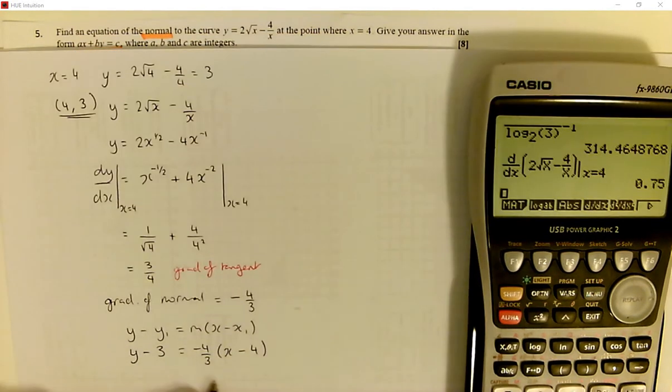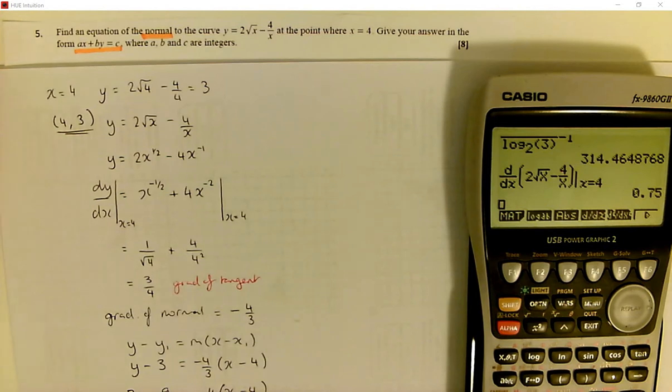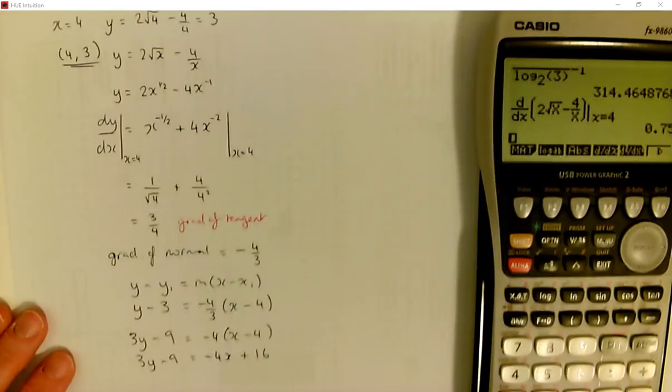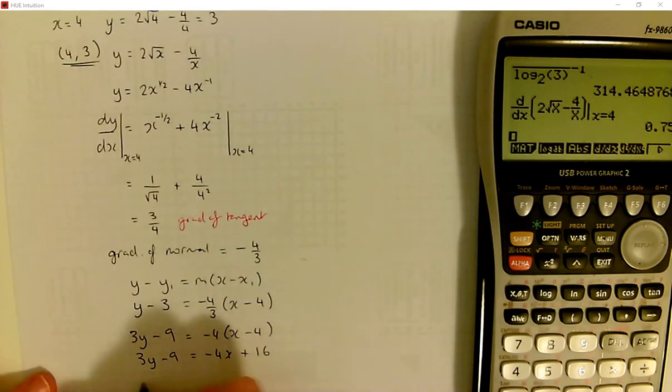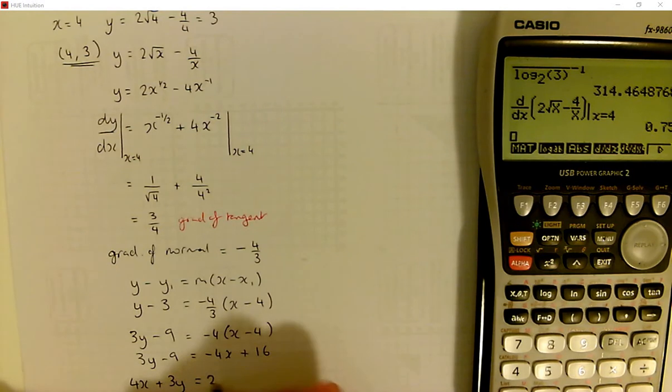So that means I don't want a fraction, I'm going to multiply 3 by 3. So I've got 3y minus 9 is negative 4 times x minus 4. Let's expand that out. Okay, and then finally we need to have x and y on one side and everything else on the other. Okay, so we've got 4x plus 3y. We add the 4x and we want to add the 9, so that will give us 25. And there's our solution.